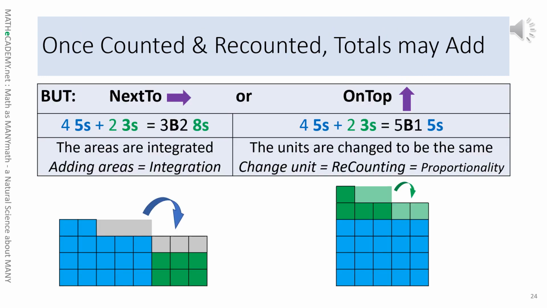Once counted and recounted, totals may be added, but next to, or on top. Adding 4 5s and 2 3s next to as 8s means adding areas, as in integral calculus. Adding them on top as 5s means changing units, by recounting.